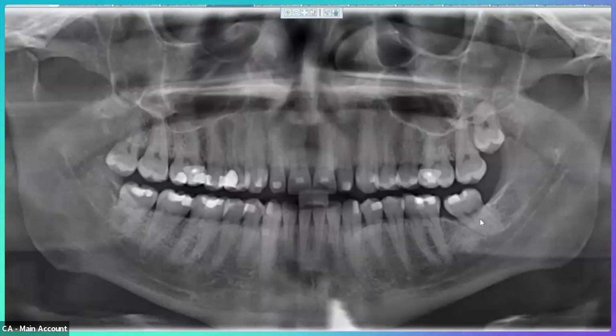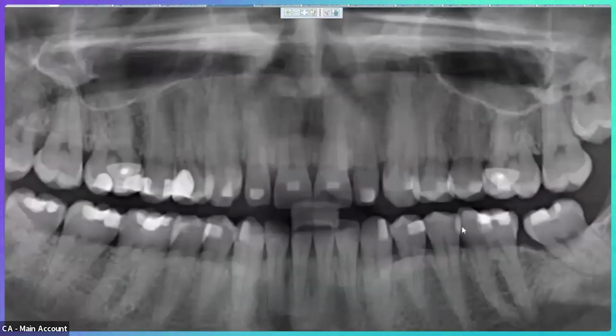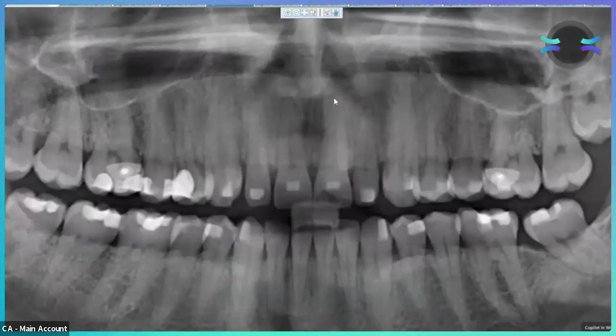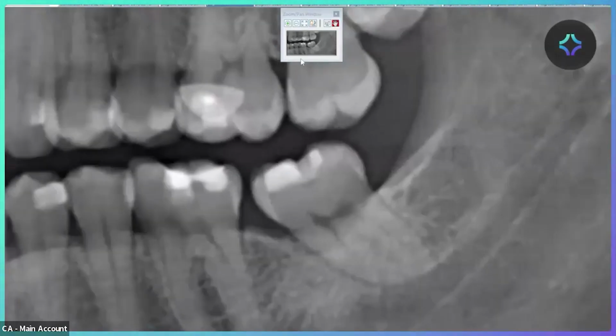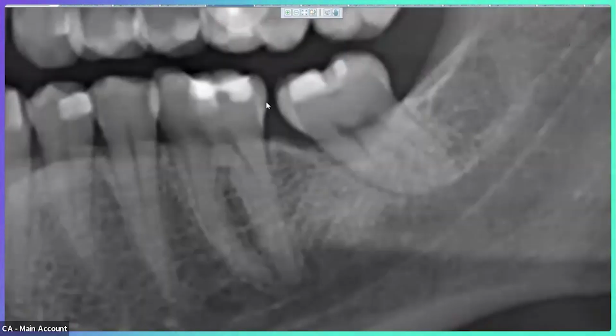When we look at our pan, the root has not improved. You can see a widening of the PDL, but not by much. Sure, maybe the PDL is wider, but the root has not moved. And when you look at the pan, you can really see how open that contact still is.